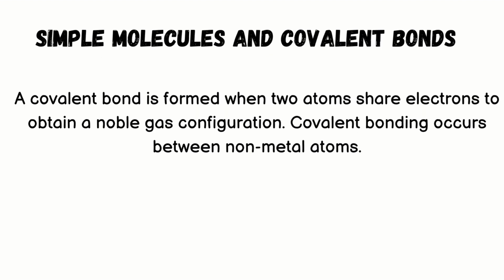Simple molecules and covalent bonds. A covalent bond is formed when 2 atoms share electrons to obtain a noble gas configuration. Covalent bonding occurs between 2 nonmetal atoms.